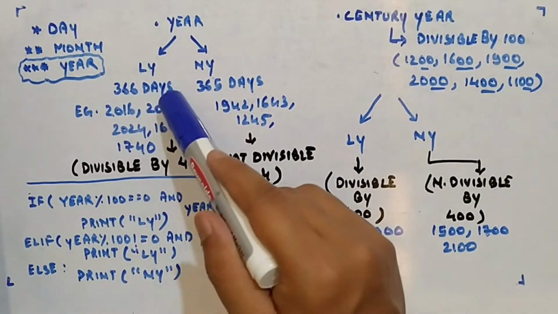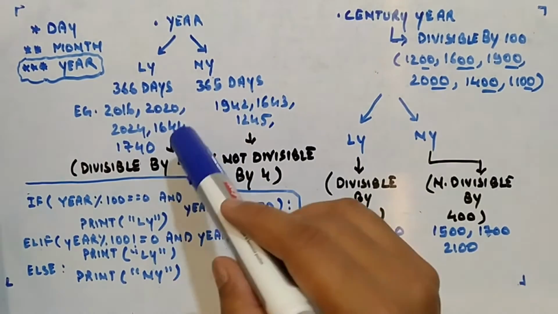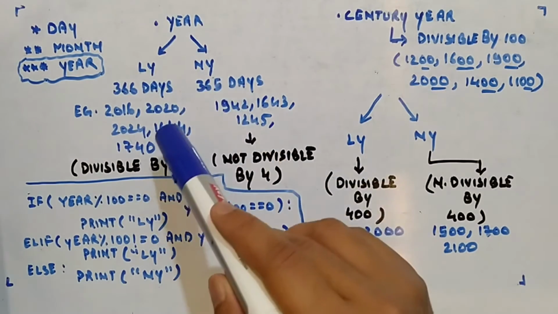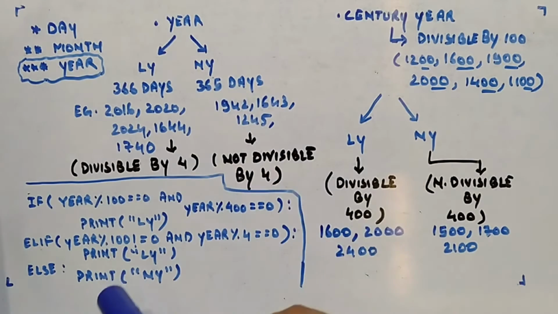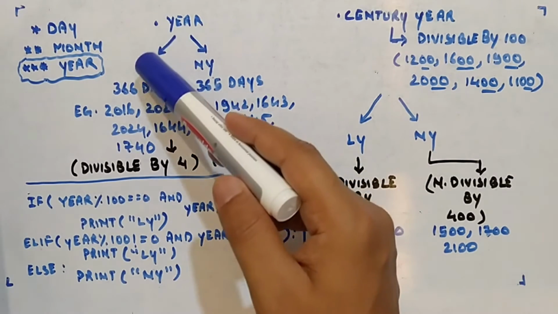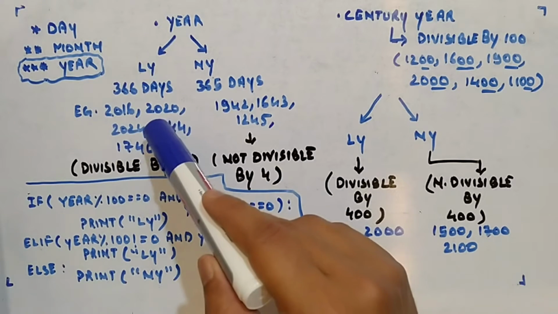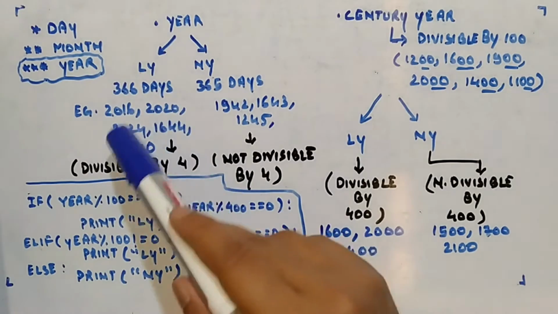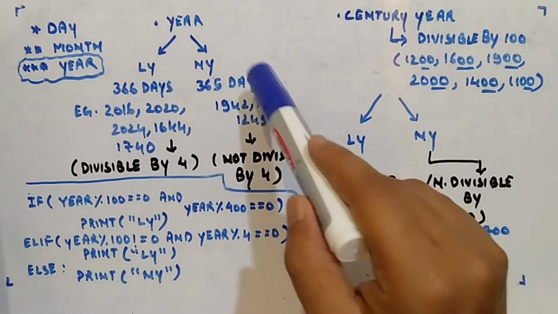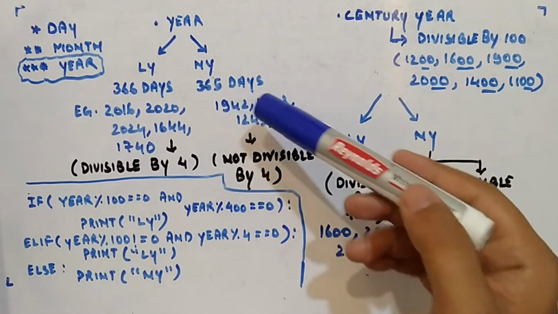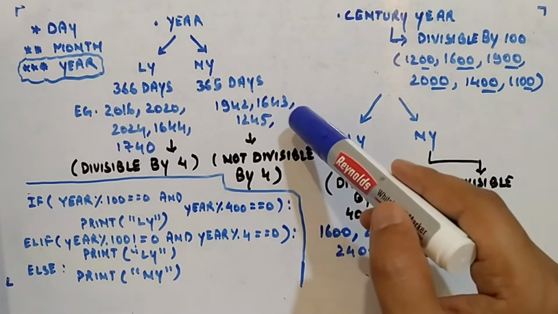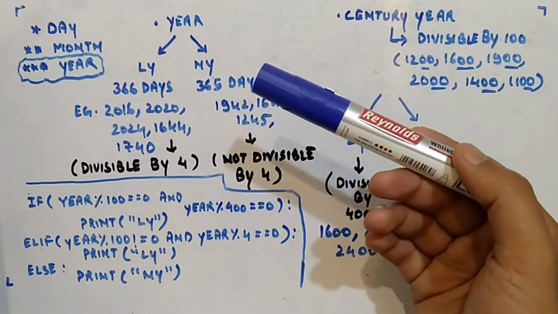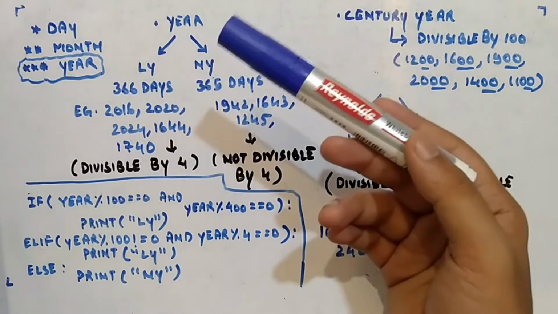A leap year, LY, has 366 days in a whole year, and a normal year, NY, has 365 days. Some examples of leap years are 2016, 2020, 2024, 1644, 1740. These years are leap years. Whereas some examples of normal years are 1942, 1643, 1245. These are the years which belong to normal years.